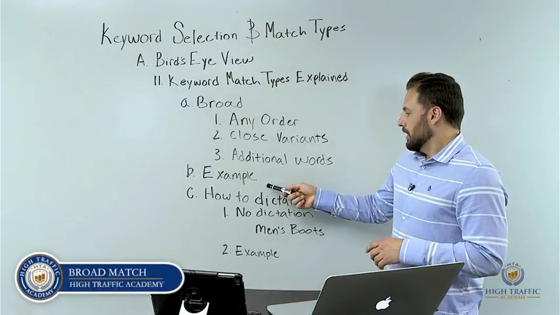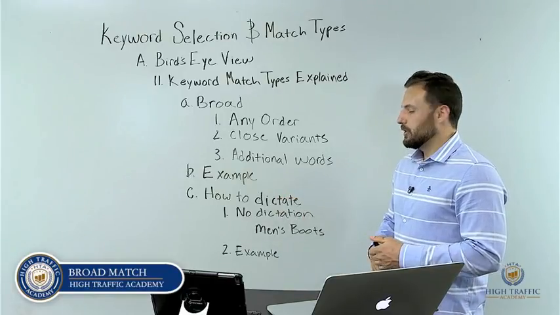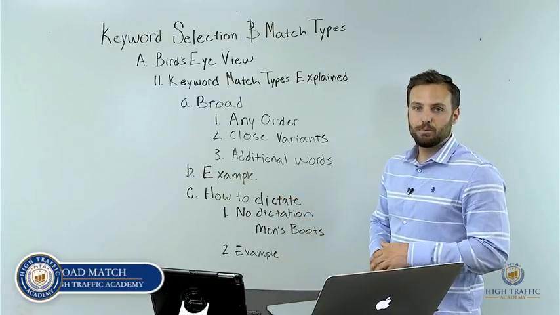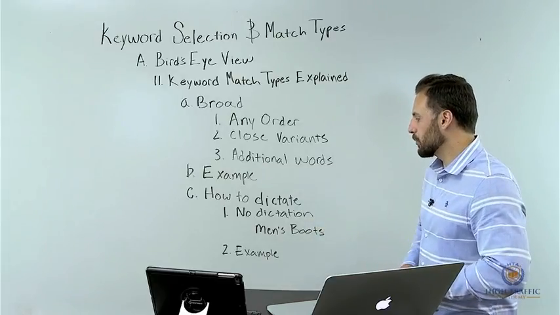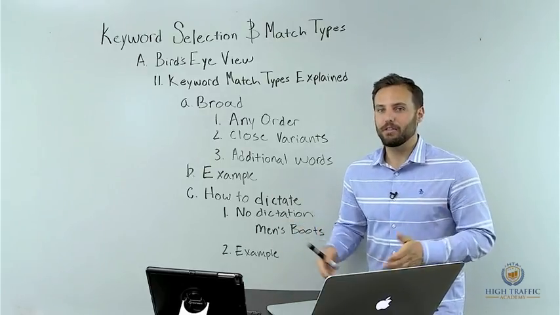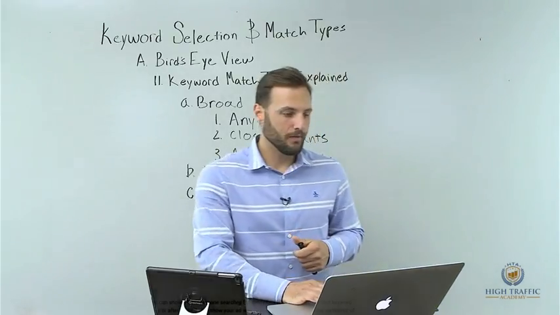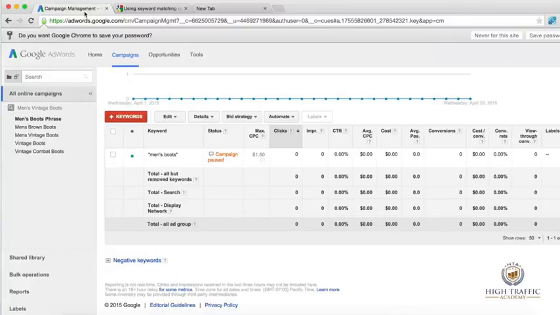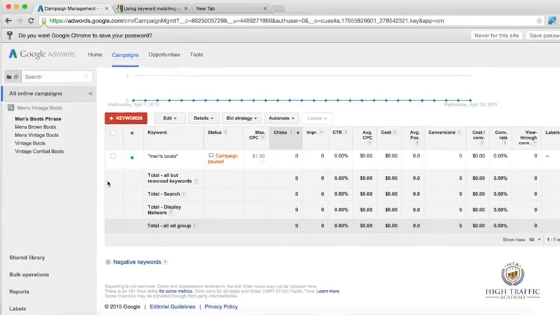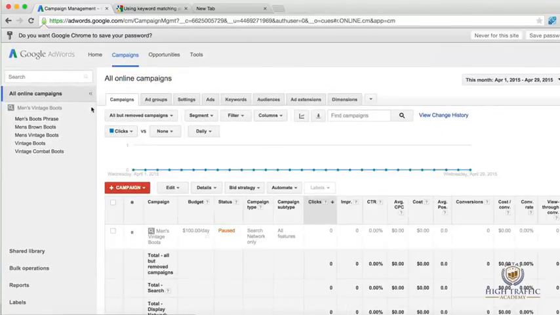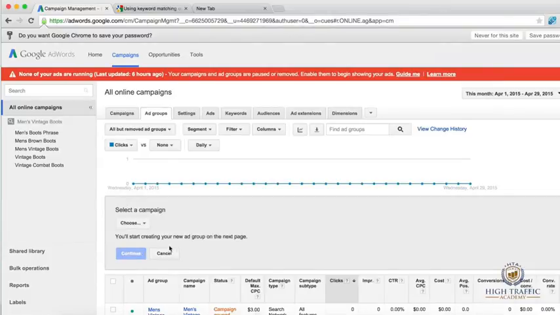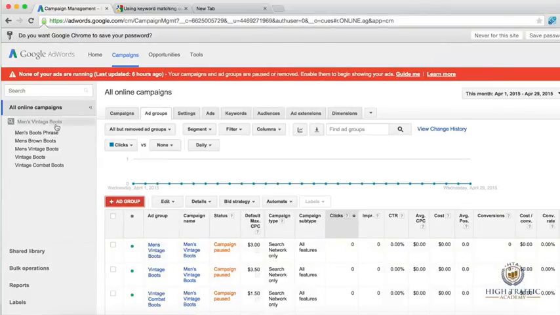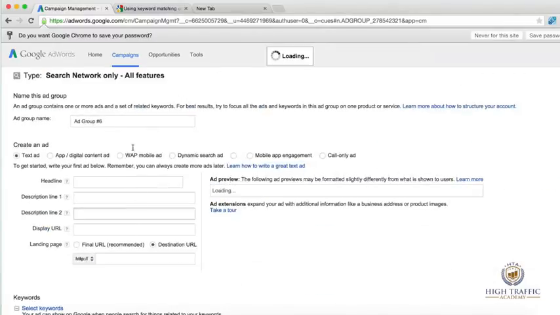How to dictate to Google that you want your keyword set up as broad match is to simply do nothing. And I'll show you an example. There's no dictation for broad match, or the dictation is to do nothing or add nothing in with your keyword. So let's go back to our AdWords campaign here and add a broad match keyword. So we'll go to ad groups. I'm going to add a new ad group so you can see this in its own. There we go, ad group.